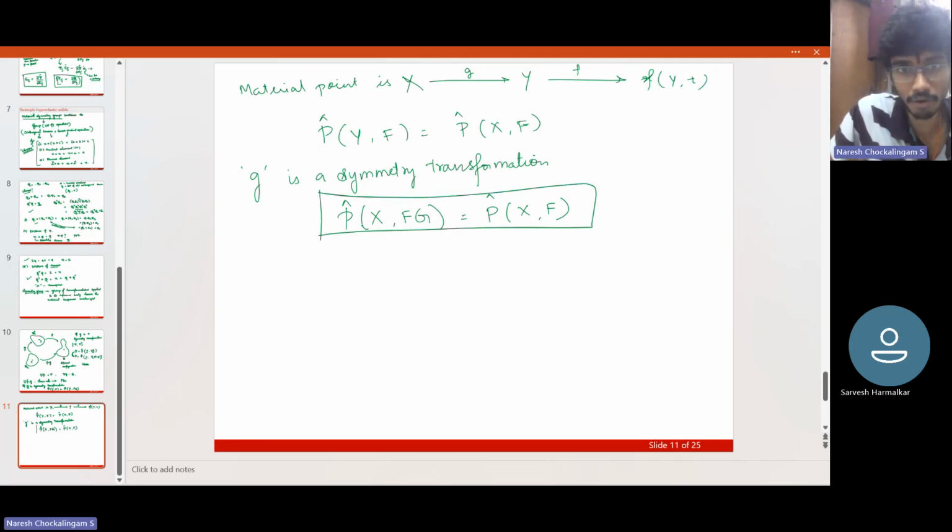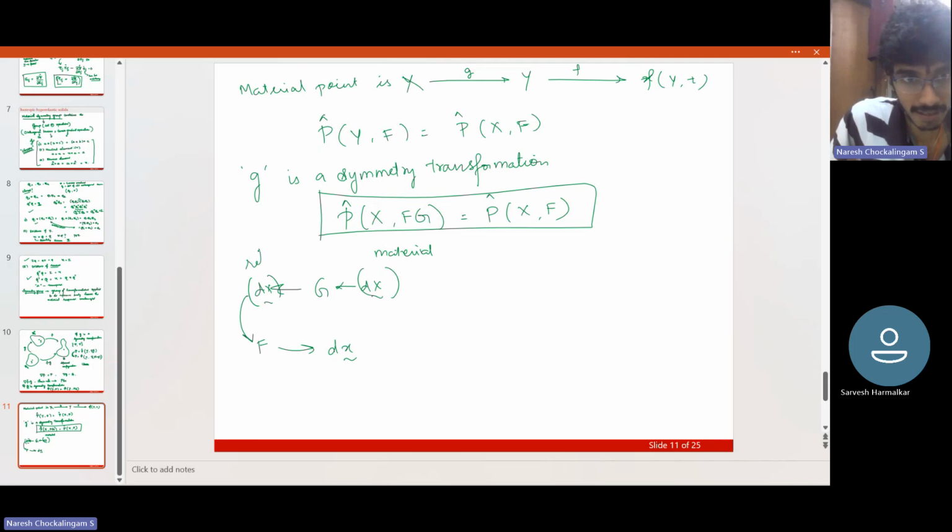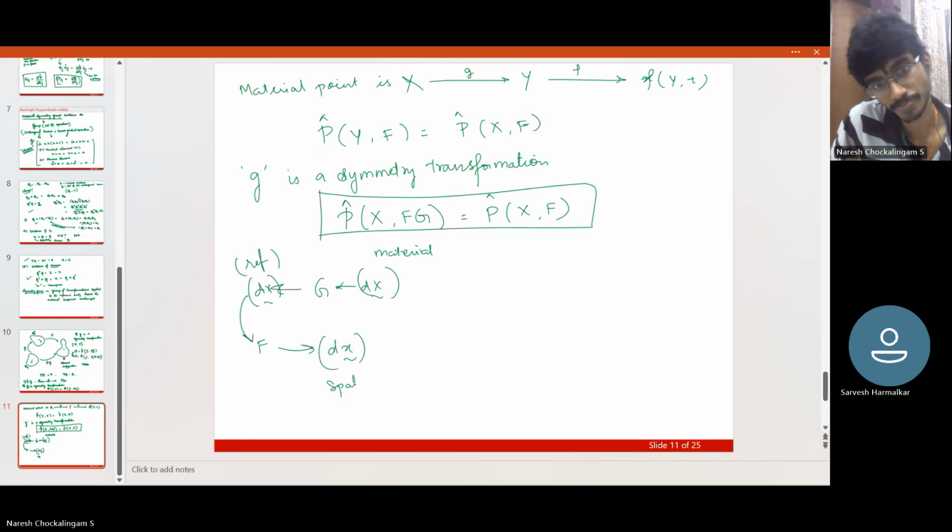So you see what this G does. G acts on an infinitesimal vector and returns another infinitesimal vector, which is different in the material space. And F acts on this infinitesimal vector and gives d small x, which is in the deformed body. So this is in the material body. This is the reference configuration. This is also a reference configuration, a new reference configuration, and this is in the spatial body. So G is an entirely Lagrangian tensor. Okay, so this is what the symmetry group does.